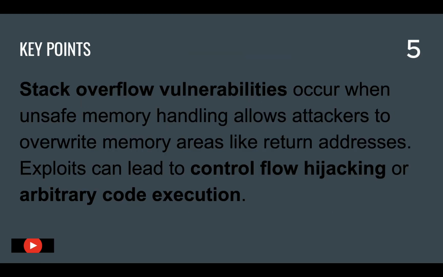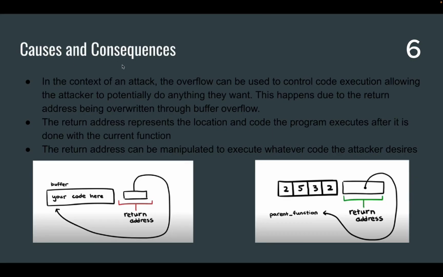And the key point is stack overflow vulnerabilities occur when unsafe memory handling allows attackers to overwrite memory areas like return addresses. Exploits can lead to control flow hijacking or arbitrary code execution. Causes and consequences. In the context of an attack, the overflow can be used to control code execution, allowing the attacker to potentially do anything they want. This happens due to the return address being overwritten through the buffer overflow.